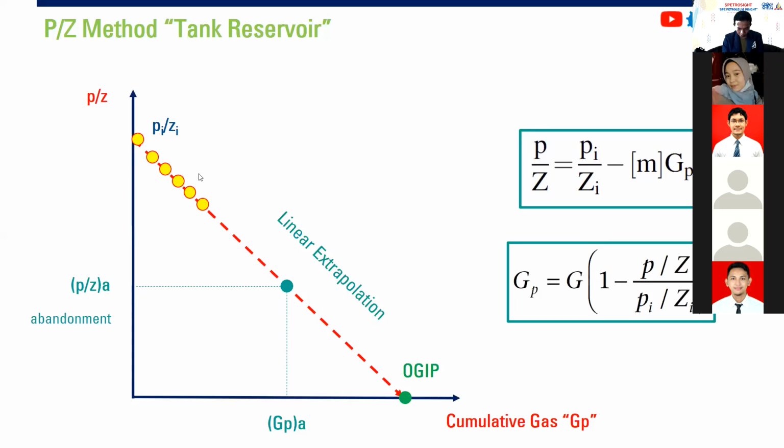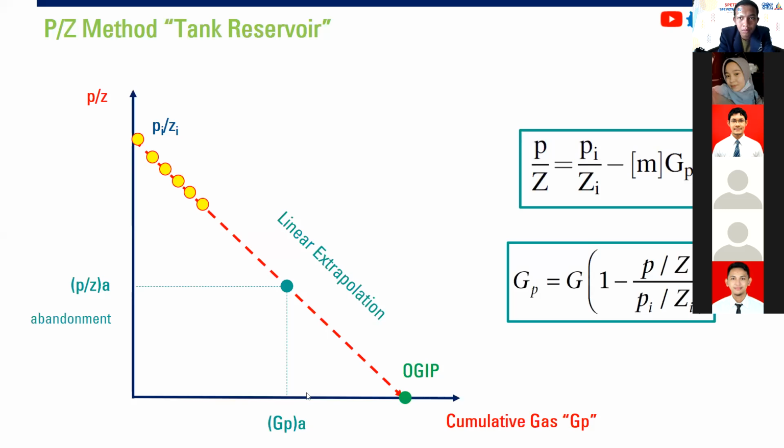So after we obtain this linear relationship, we can simply forecast it. We do linear extrapolation down to 0, all right? And by doing that, we have OGIP, which is original gas in place. How to calculate our ultimate recovery? Well, we can do that by just assuming our abandonment pressure. If you already define your abandonment pressure, you can just draw on your line here and then go down. You get GP at abandonment time.